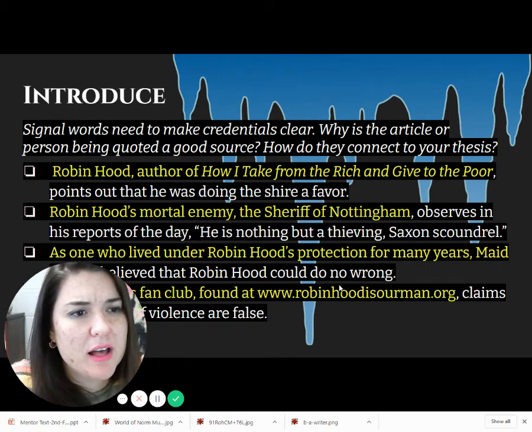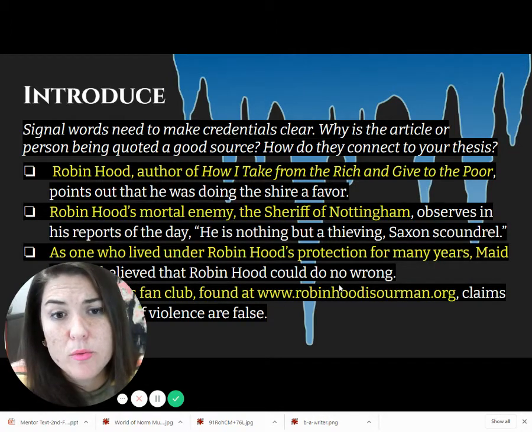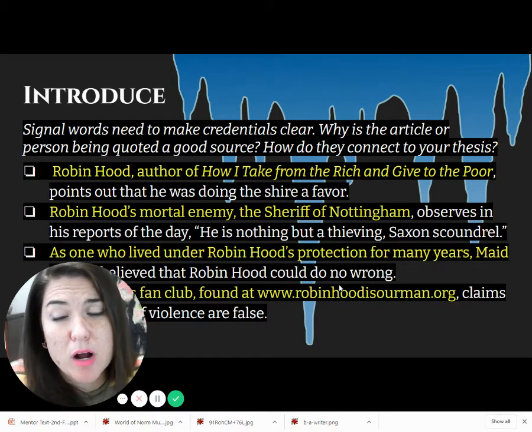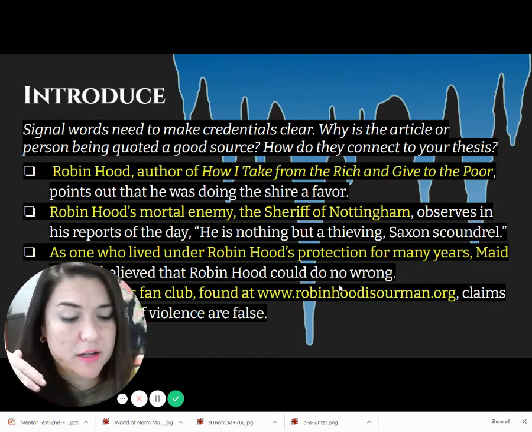Let me find it. The second one has a direct quotation: Robin Hood's mortal enemy, the sheriff of Nottingham. So we told who this quote came from. He is nothing but a thieving Saxon scoundrel. We told who it came from, and then we told why it's important that we would want to know what the mortal enemy of Robin Hood would say. So these are some examples I highlighted in yellow.